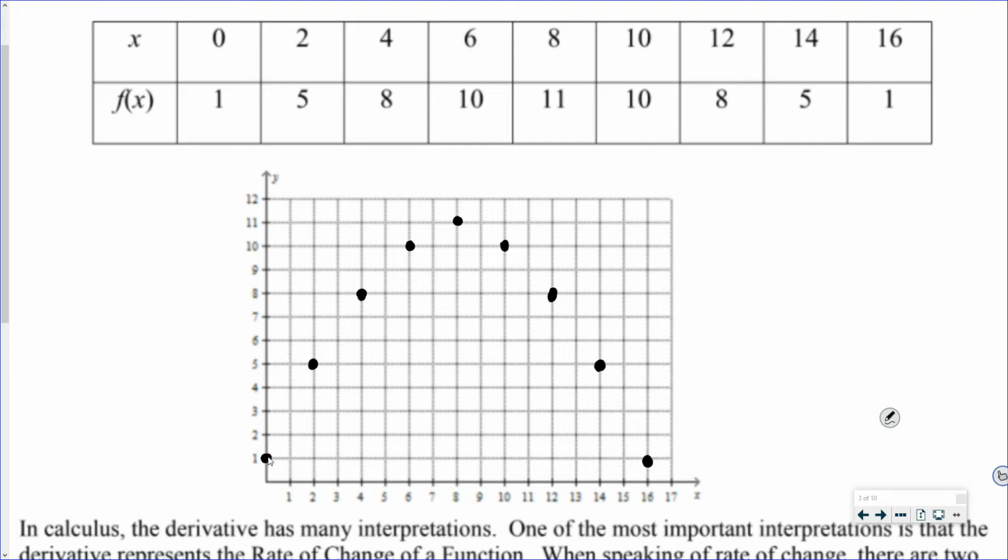All right, connect these in a smooth, continuous curve, and don't do arrows because we're going to keep these as endpoints. We're just going to look at this interval 0 to 16. Okay.